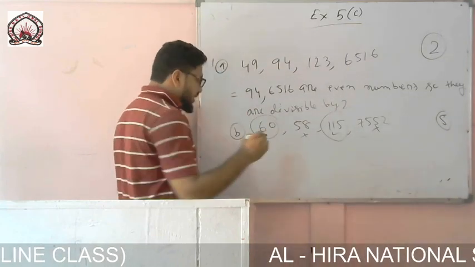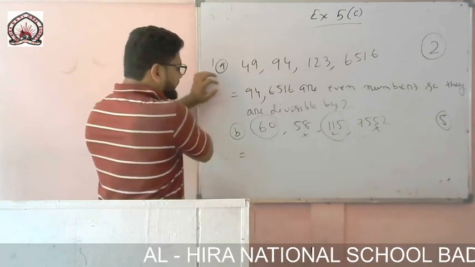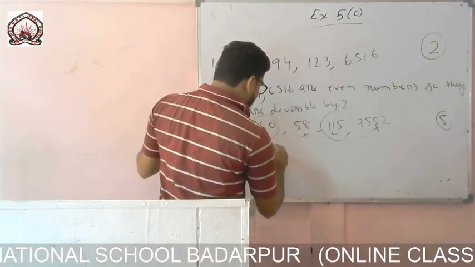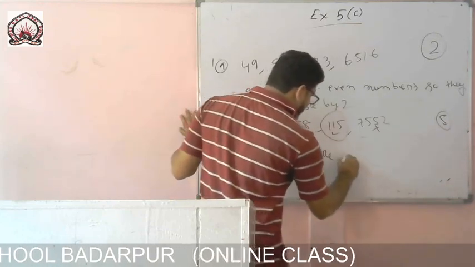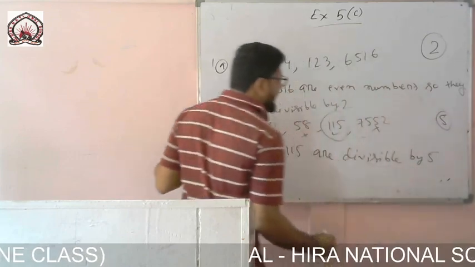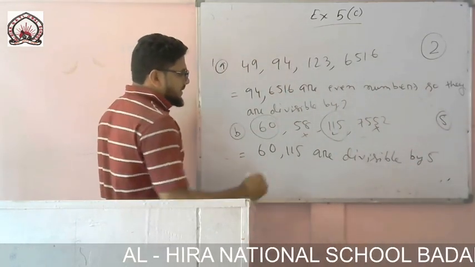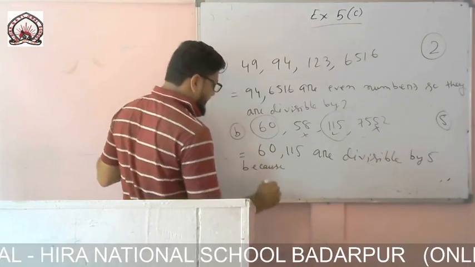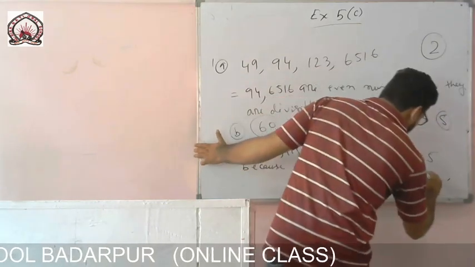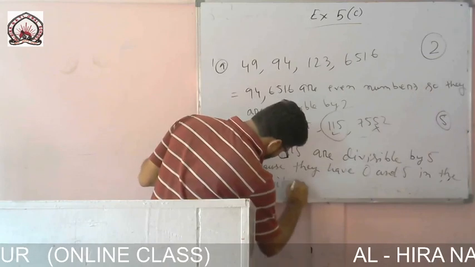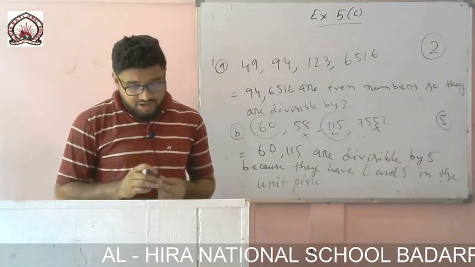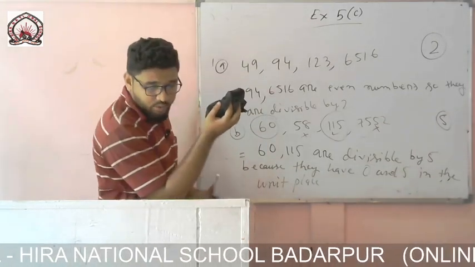So these two numbers are divisible. Okay, so you write: 60 and 115 are divisible by 5 because they have 0 and 5 in the unit place. Okay. Now come to question number C.